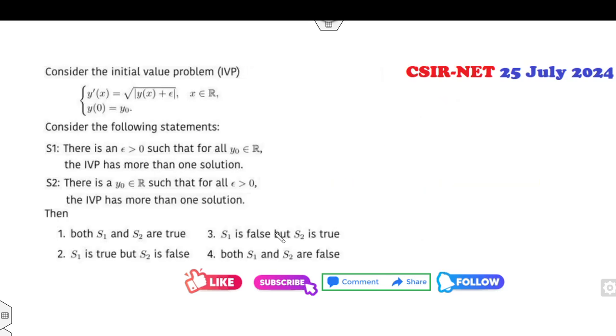Look at the second example. Consider the initial value problem: y dash is root of the absolute value of y plus epsilon, and this solution is given to be more than one solution.